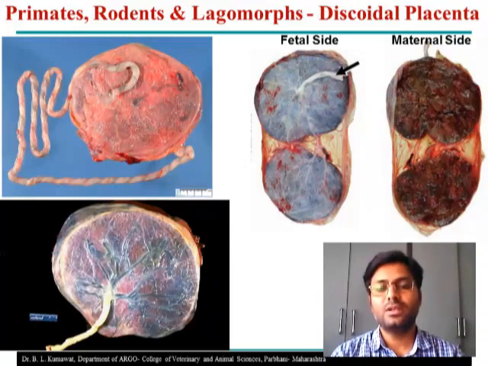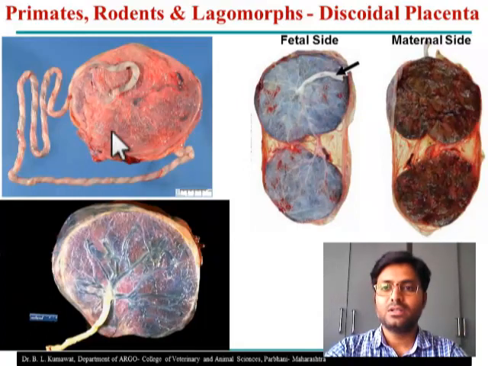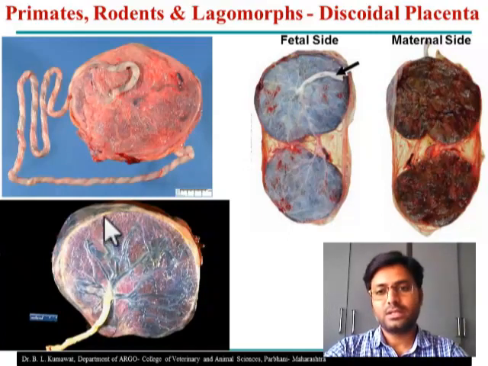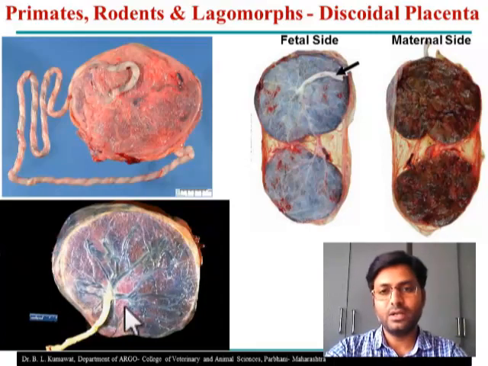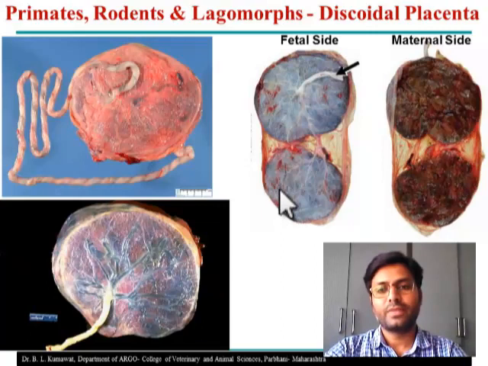Now the next type of placenta is discoidal placenta, and it is found in human, monkeys, mice, rat and rabbits. And here you can see the placenta in the form of a disc, a round circular disc. So based on the number of discs, just like in human, there is only one disc, so it is called as discoidal, whereas in case of monkeys, there are two discs, so it is called as bidiscoidal.